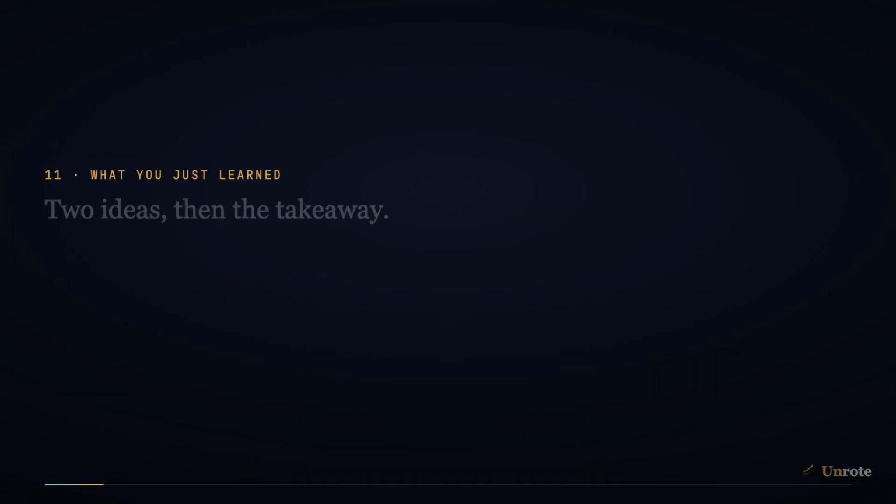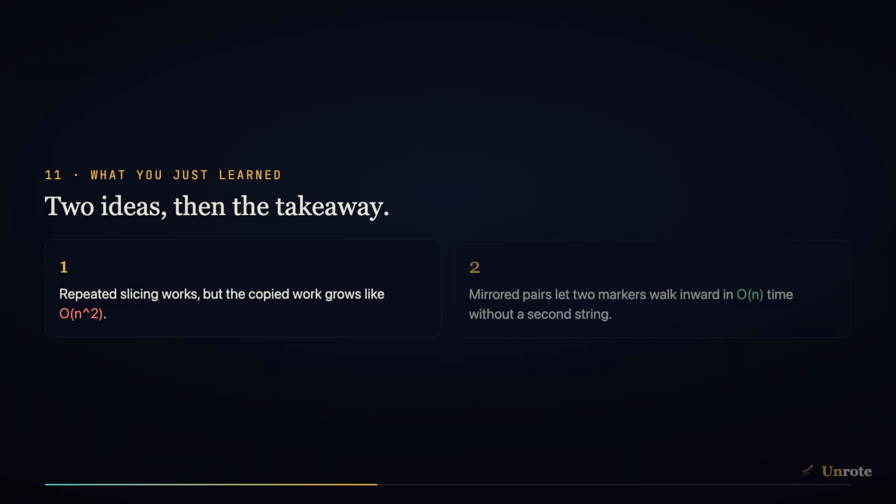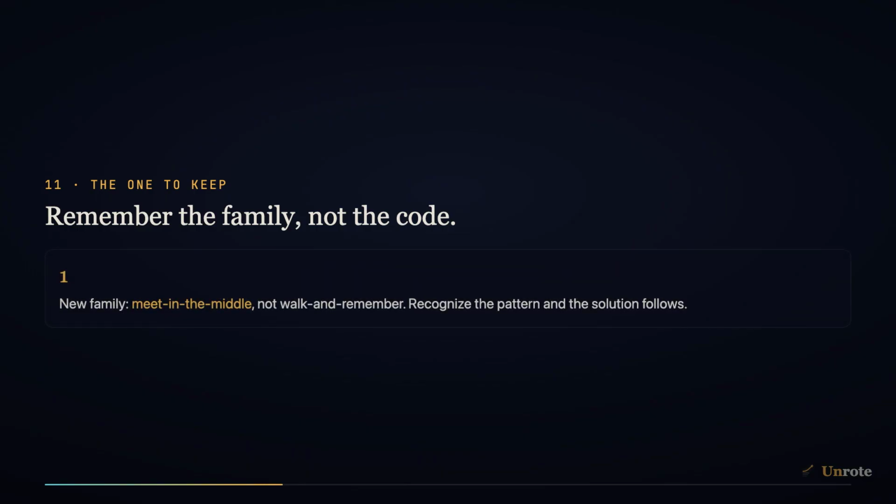Quick recap. First, the copy-happy beginner version is correct, but its repeated slicing makes the work grow quadratically. Second, the real insight. A palindrome only cares about mirrored pairs, so 2 markers walking inward solve it in linear time, with no second string at all. And third, the one to actually keep. This was a new family. Not walk and remember, but meet in the middle. That shift from solving one problem to recognizing a pattern is the whole point of this series.